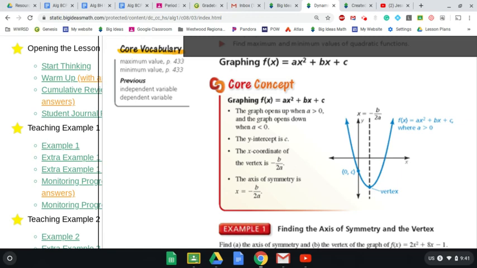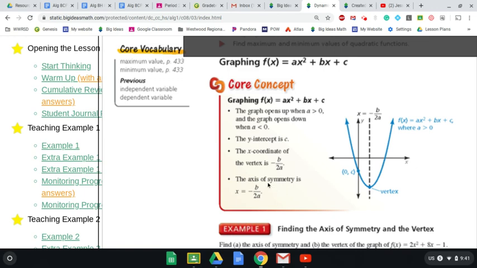If I want to find the y-coordinate of the vertex, all I have to do is take my answer from here, the x, plug it into both of these x's, and find out what it equals, and that would be the y-coordinate of the vertex.